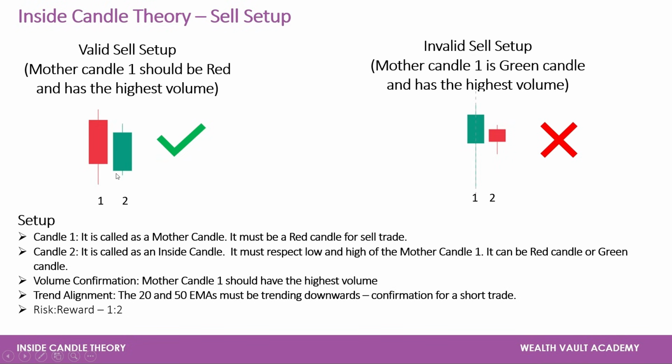Again, the left side is a valid setup, and the right side is an invalid setup, where the mother candle is a green candle and it has the highest volume. So whenever you are taking a sell trade, the mother candle must have the highest volume and it should be red. But if you see a green mother candle, then simply ignore that particular sell trade.